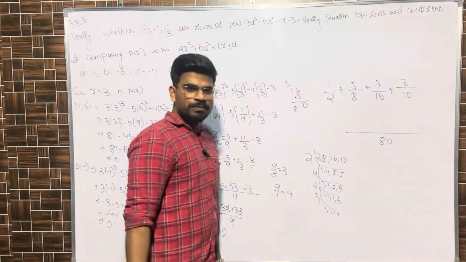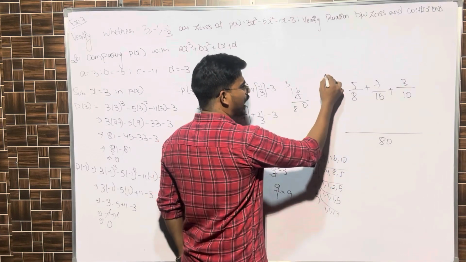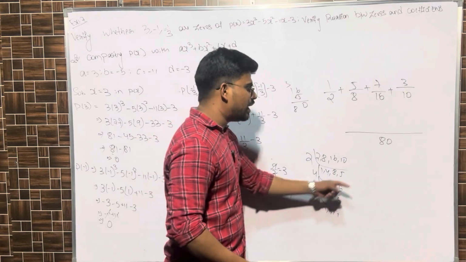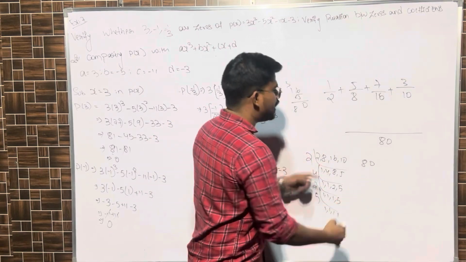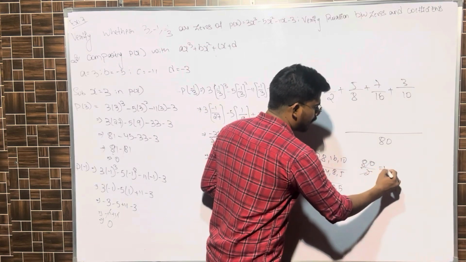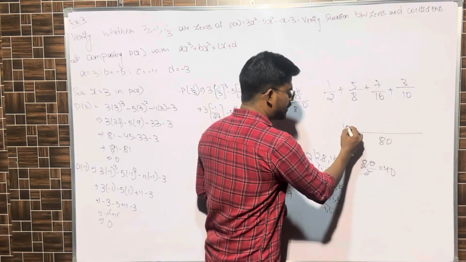I'll tell you what to do now. LCM is there. We have to take the LCM term. I have to multiply these 1, 5, 7 and 3 by certain numbers. How do I get that number? Take the LCM term which is 80, divide by what is there in the denominator. It is 2. 80 by 2 is nothing but 40. So I am multiplying 1 with 40. 1 into 40 is 40.